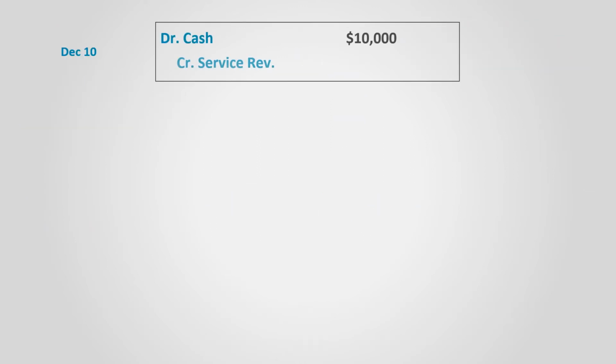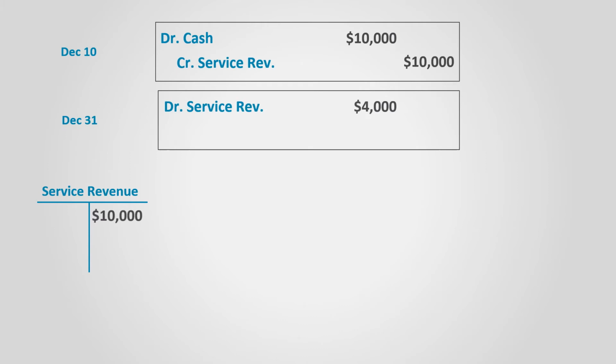Let's focus on what happened to both the service revenue and the unearned revenue accounts. On December 10th, cash is debited and service revenue is credited for $10,000. If no adjustments are done on December 31st, service revenue for the period is counted as $10,000. However, since we know that only $6,000 of services are done, we need to reduce the service revenue account by $4,000. That is the reason behind debiting the service revenue account for $4,000 on December 31st. This will make its balance equal to $6,000, which is the amount of revenue that should be recognized.